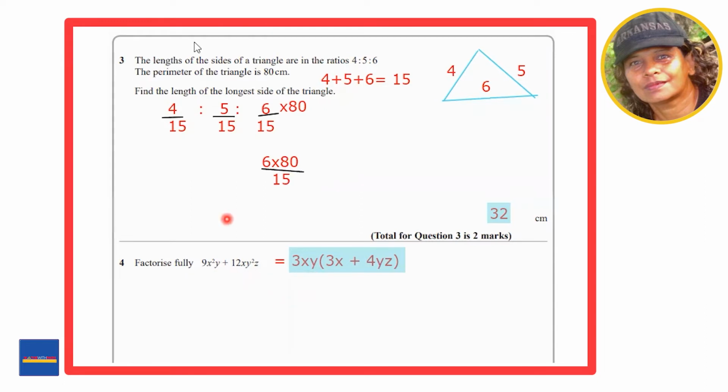Next, once we write 3xy, we want to divide. So basically, we're going to divide 9x squared y by whatever the common letters and numbers are. So 9x squared y is going to be divided by 3xy.